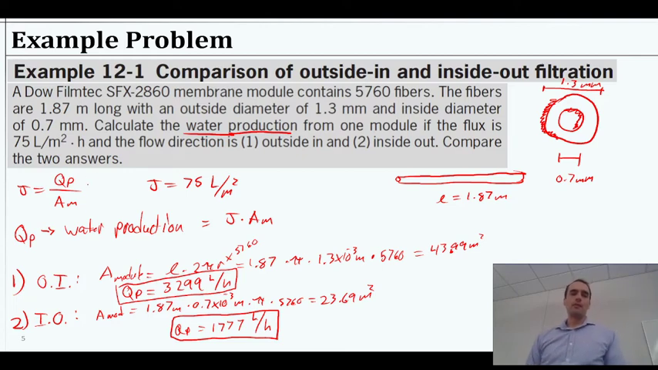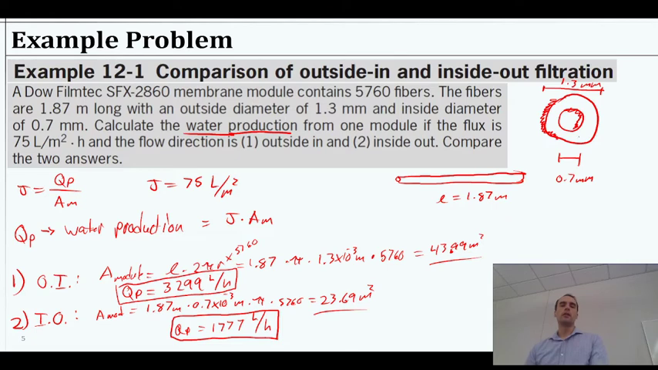And since the surface area is directly proportional to the water, we can expect our second answer to be a little over half of the first answer. Looking at the areas, it's about 44 compared to about 24. That corresponds with flow rates of about 3,300 liters per hour versus almost 1,800 liters per hour. So kind of exactly what we expect. Any questions? Yeah.